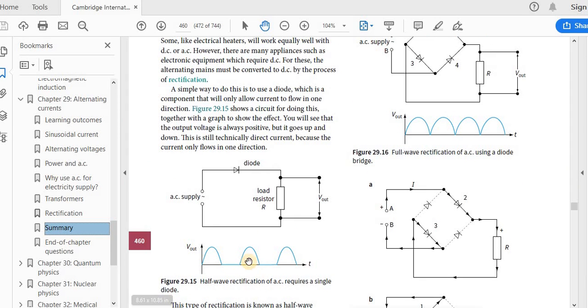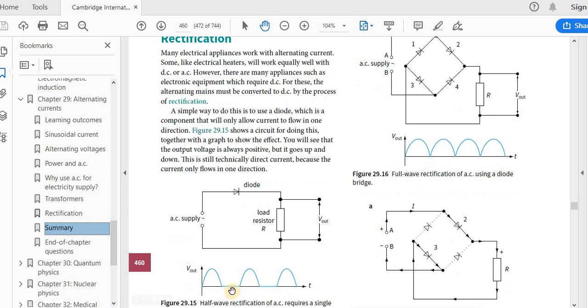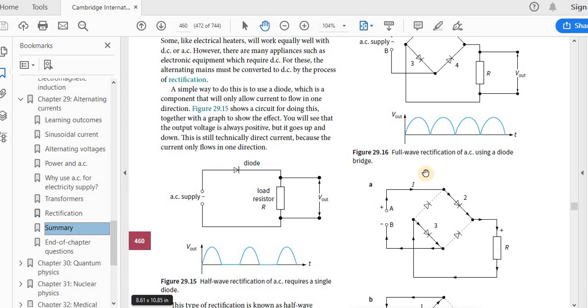So what you see here is this if you use one diode, but if you use a bridge of 4 diodes, you will get this. You see over here, for half the time there was no current, but here during the entire time there is a current.